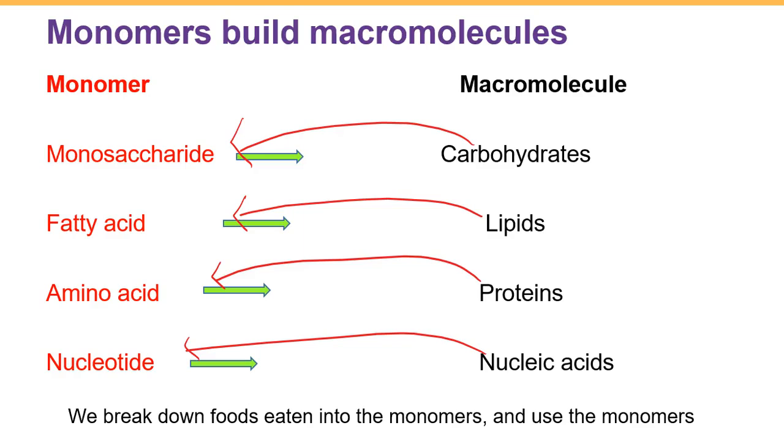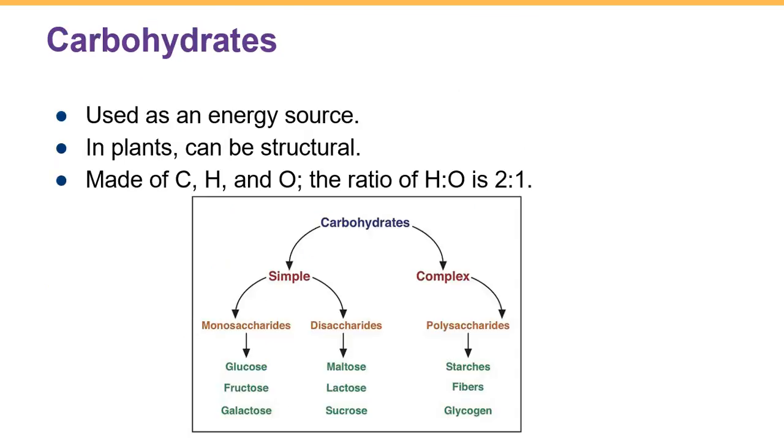As I mentioned, we actually cannot absorb the macromolecules directly. We have to break them down into their monomers, and then we can use their monomers, like glucose, fatty acids, amino acids, or nucleotides, in our body. Now we're going to talk about each of these macromolecules one by one.